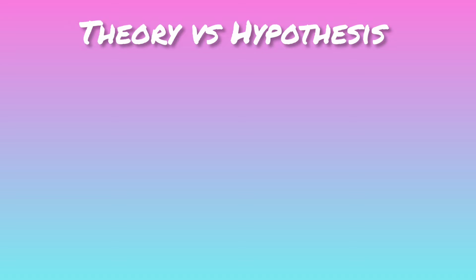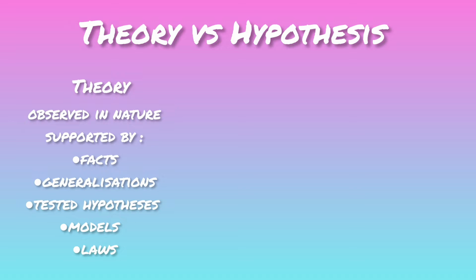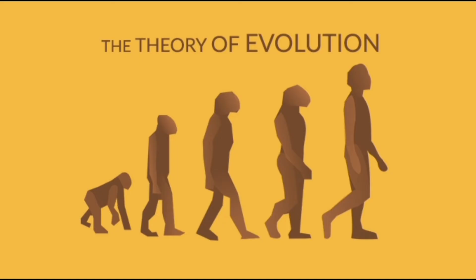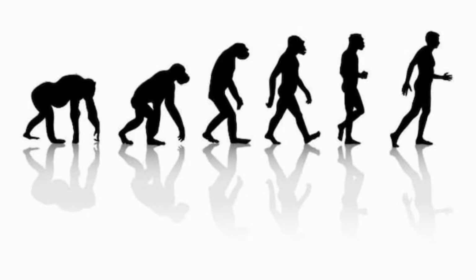But before we get into the topics, we first must understand the difference between a theory and a hypothesis. A theory is an explanation of something that has been observed in nature, which can be supported by facts, generalizations, tested hypotheses, models, as well as laws. A hypothesis is a possible solution to a problem. The theory of evolution has been developed over many years by many different scientists and is regarded as a scientific theory since various hypotheses related to evolution have been tested and verified over time.